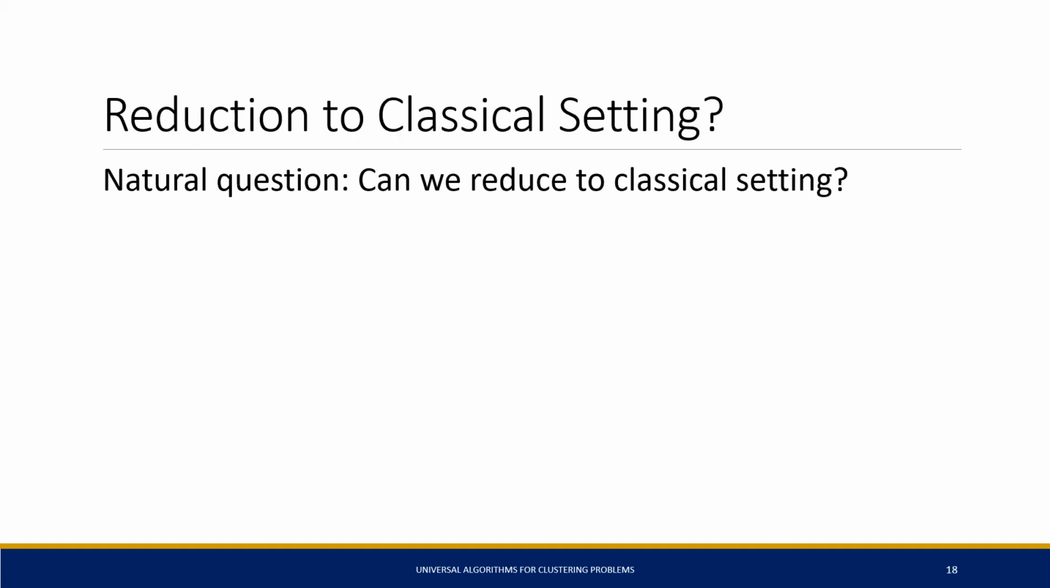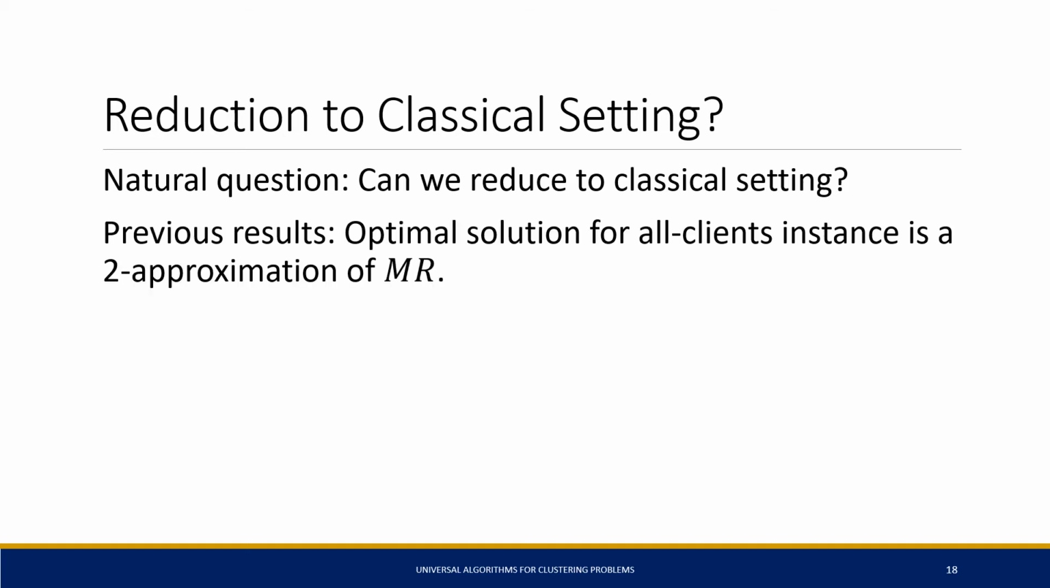So before I move on to the technical part of the talk, I just want to motivate why this problem is technically interesting. One natural approach would be to try to reduce universal k-median to the classical setting, so just classic k-median. And if we could do this, then your life would be very good because we understand the classic k-median problem very well. And one reason we might hope to do this is what's been well known for a while: if I take the instance where all the clients appear and I find its optimal solution, that solution is actually a 2 approximation of the minimum regret.